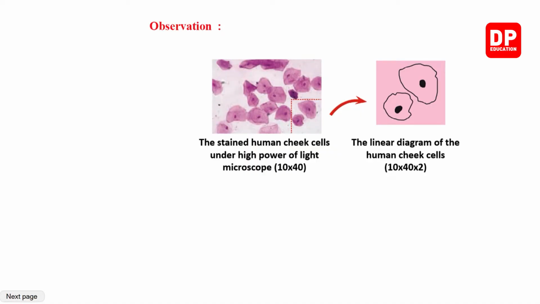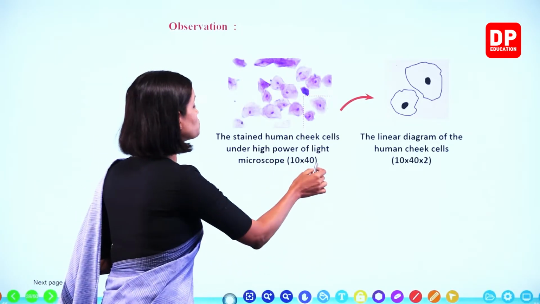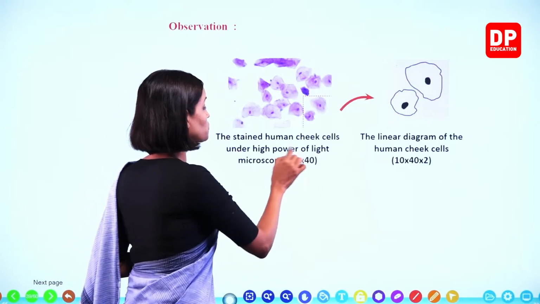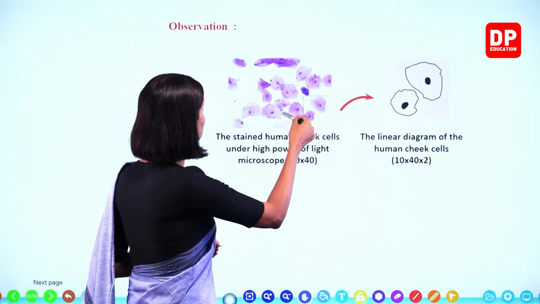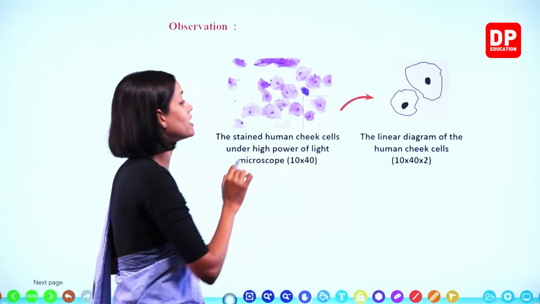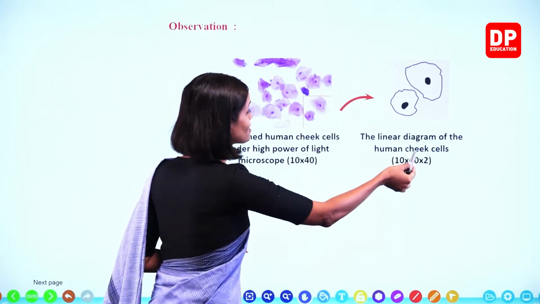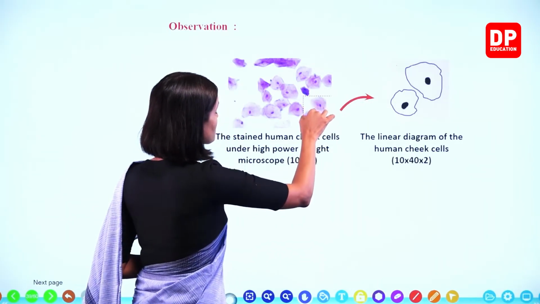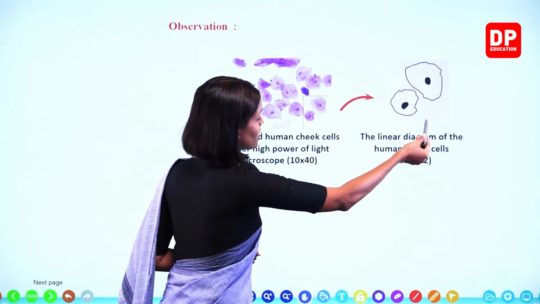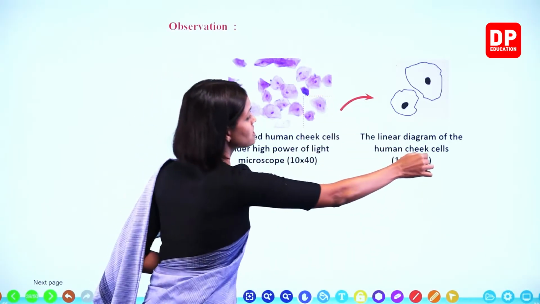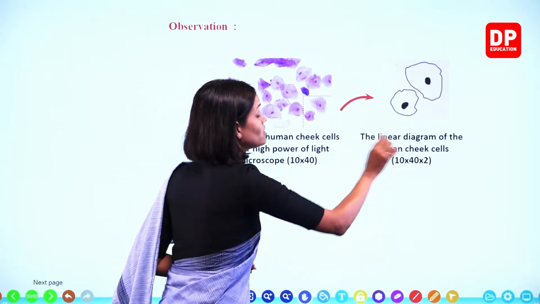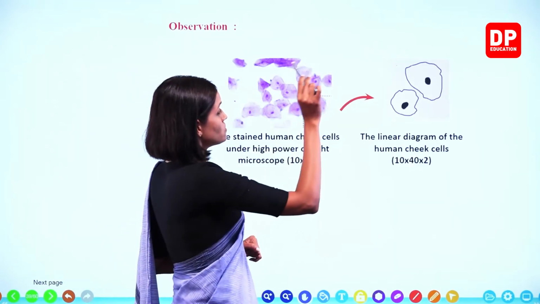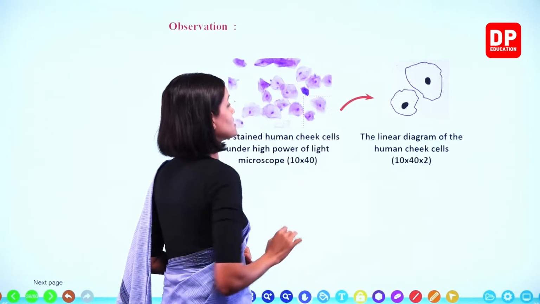Now here I have another tissue we observed. The stained human cheek cells under high power of light microscope. Right, 10 into 40. 10 is the power of the eyepiece, 40 is the power of the objective. Right, under high power. The stained human cheek cells under high power of light microscope. So when you draw the line diagram, look at this square. It's magnified by about 2 times. That's why the visual magnification is about 2 times. Right, so when you draw the line diagram, you have to mention that as well. So the diagram of the human cheek cells.